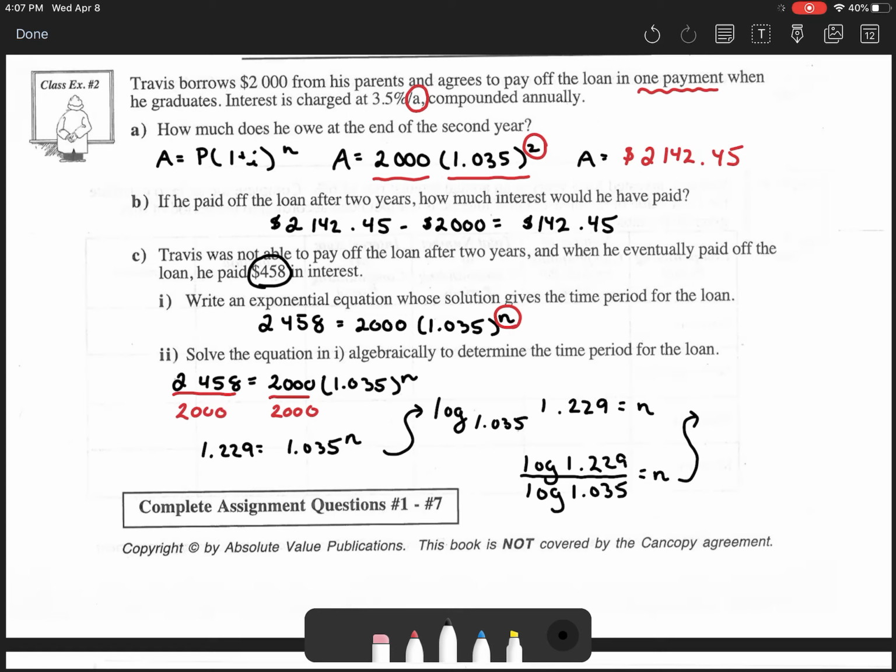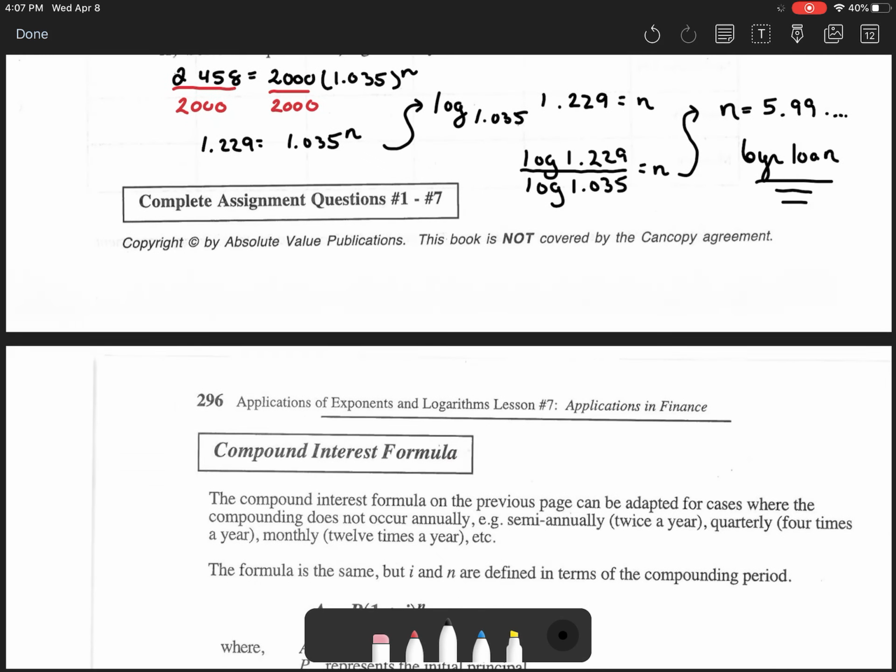So to solve the equation for the time period, I am going to get the log of 1.229 divided by the log of 1.035, and for that I get a value of n equal to 5.99, etc. So that is a 6-year loan that we're dealing with there.